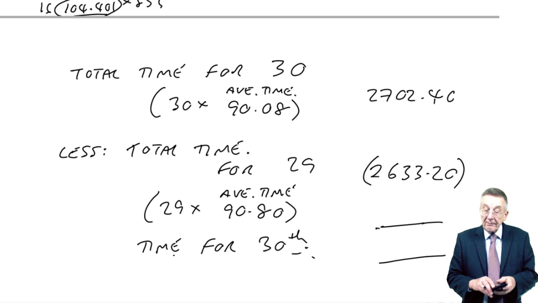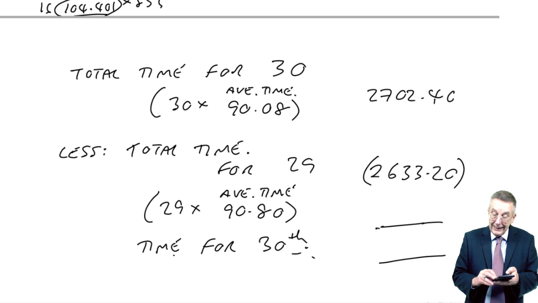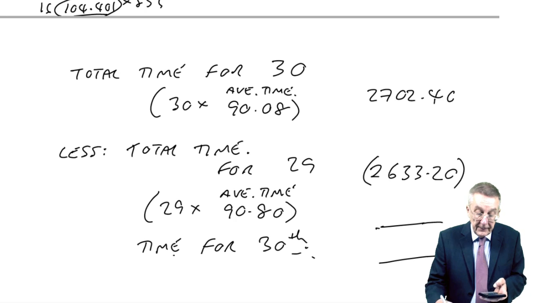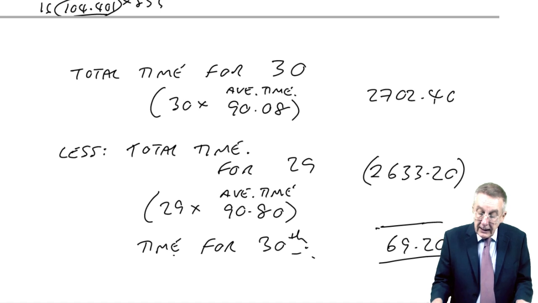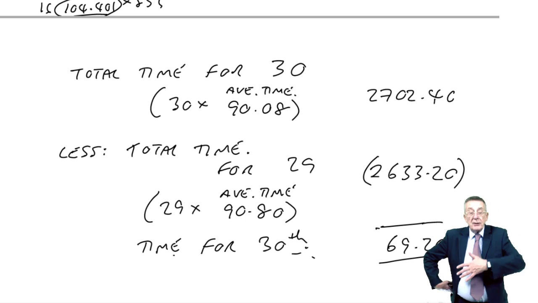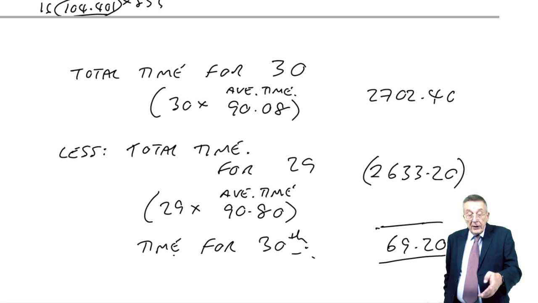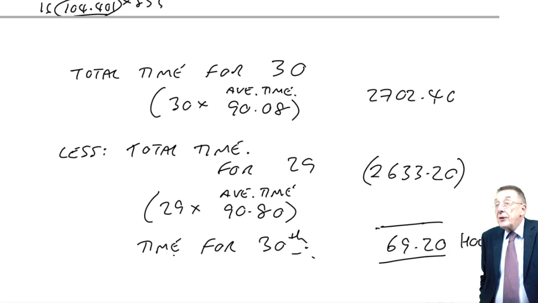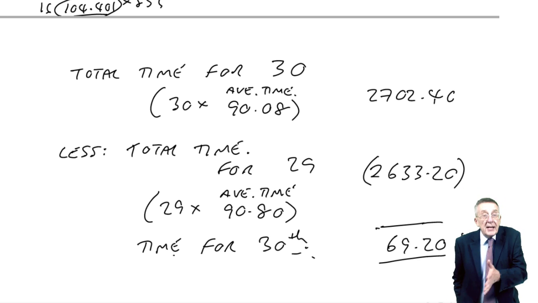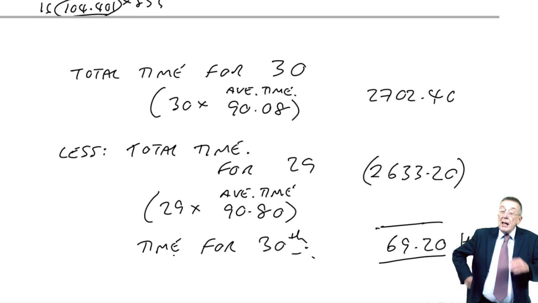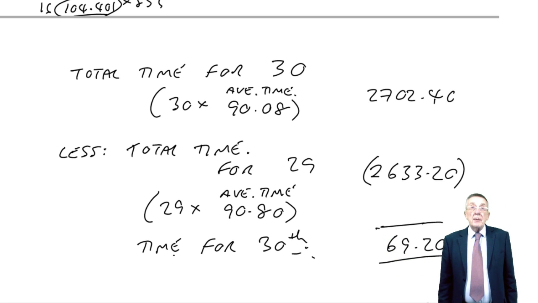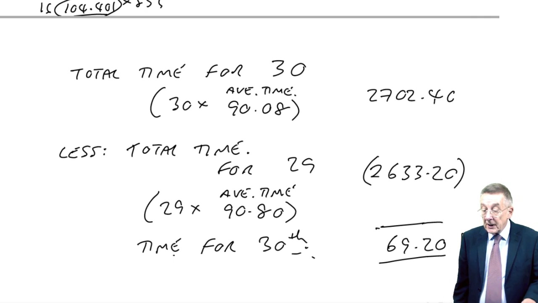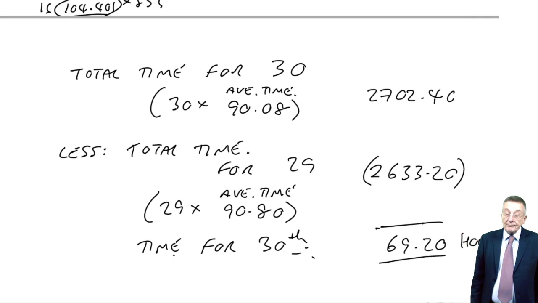However, the time for the 30th, the difference, 69.2 hours. And does that make sense? Of course it does. You see, it got faster and faster and faster. On average, for 29, it was 90.8 hours. Make 30, the 30th is 69, so the average went down a little bit to 90.08, but whatever. There's the time for number 30. And from then on, everything we produce will take 69 hours, and therefore, sensibly, that's the time I would use in any budgeting.